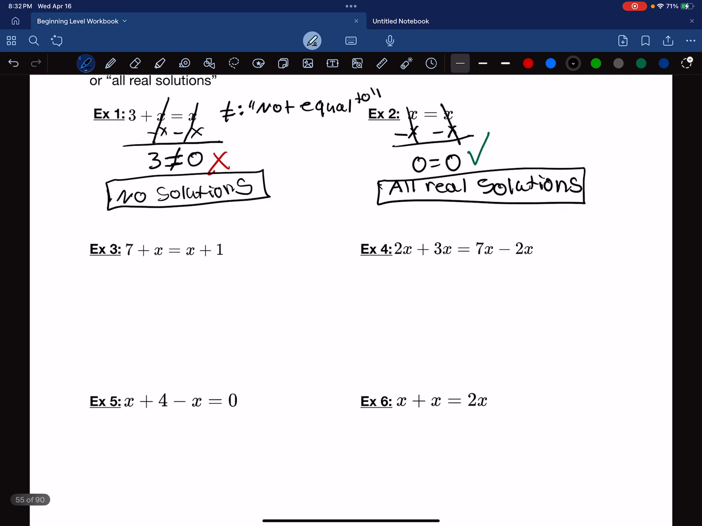Looking at example 3, we have 7 plus x equals x plus 1. I encourage you to pause the video and give it a go. And now let's work through it together. Our first step here, because we have an x on both sides of the equation, is to subtract x. Then our x terms cancel, so we're just left with 7 equals 1. And 7 does not equal 1, so we have no solutions.